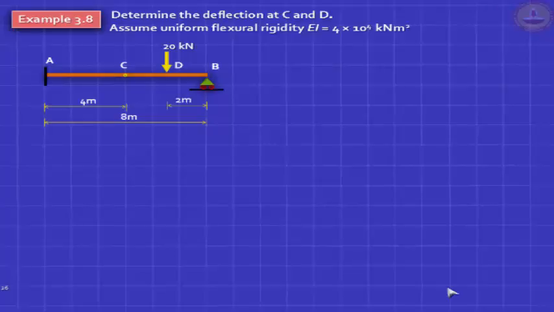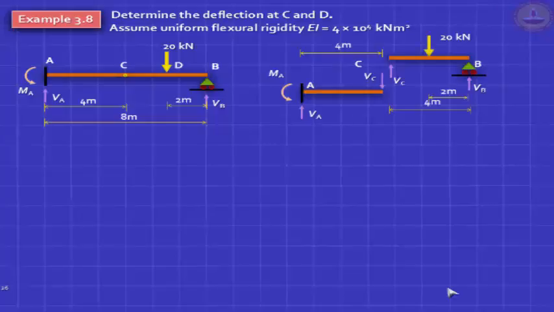Slopes at C, I said, not slope at C, because at C you can have two slopes, one on the left and one on the right. It's a very interesting problem. So first we have to analyze this problem. If you do the child-parent analogy, then you know that this 20 kilonewton, we've done this earlier, I think last class, is shared 10, 10, and this 10 goes here, and very easily you can find VA and MA. VA is 10, MA is 40.